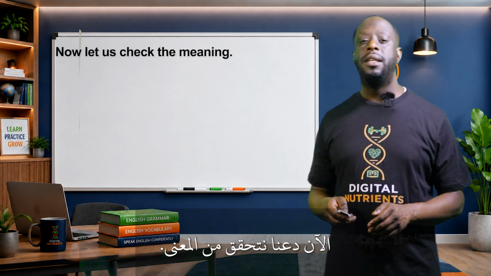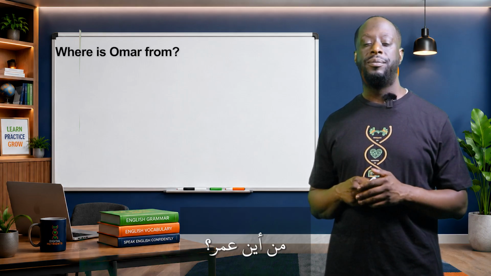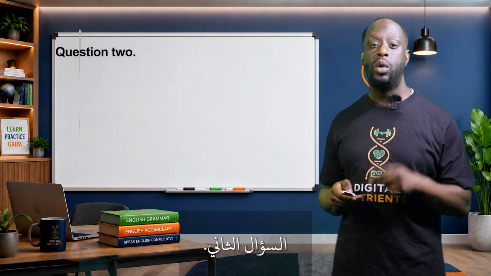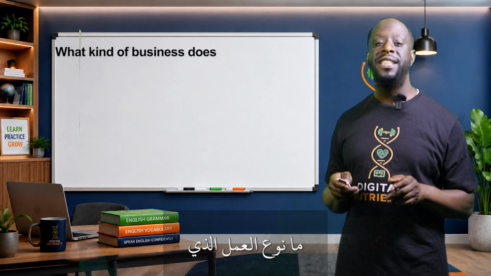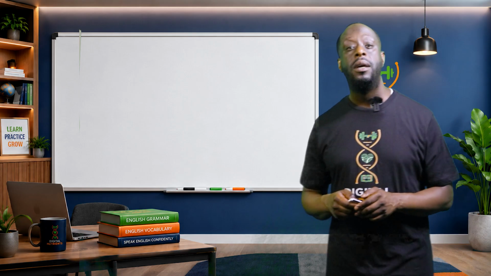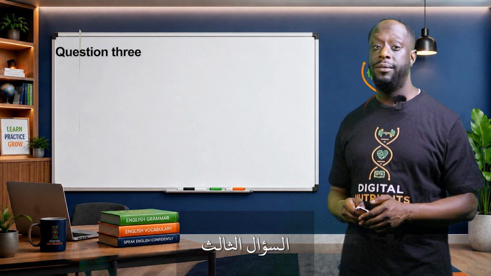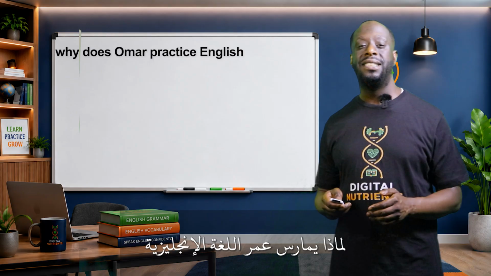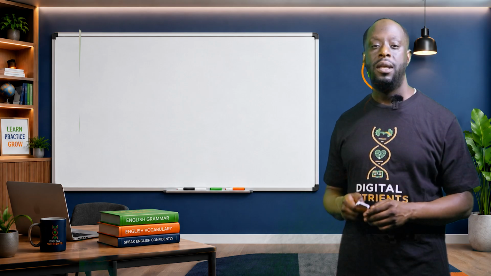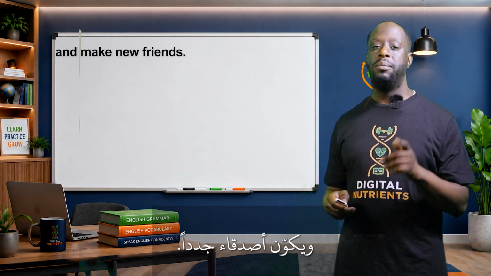Good. Now, let us check the meaning. Question 1. Where is Omar from? Omar is from Jordan. Question 2. What kind of business does Omar work for? He works for a small delivery business. Question 3. Why does Omar practice English every day? He wants to speak clearly at work, understand his customers, and make new friends.